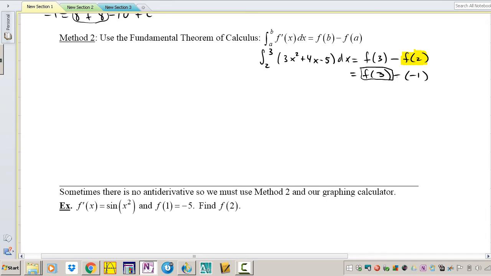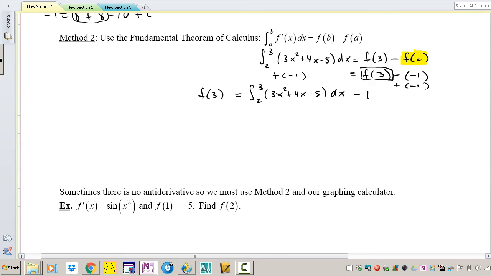So how do I get rid of a minus negative 1? I'm going to add a negative 1 to both sides, so that I get the integral from 2 to 3 of 3x squared plus 4x minus 5 dx, and then minus 1. All this should equal my answer above, f of 3.